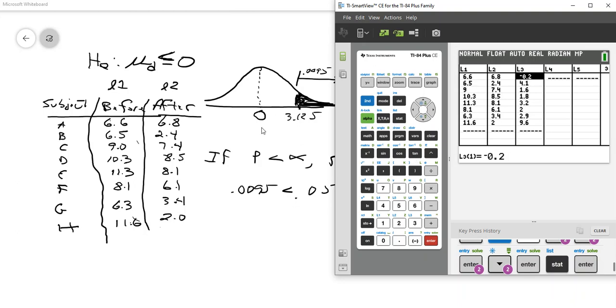Okay, so we're going to end this video with just that one problem, and then I'll do another one on the independent means and proportions.